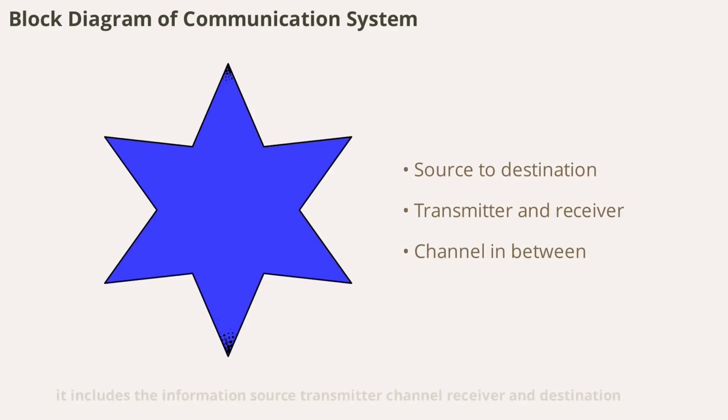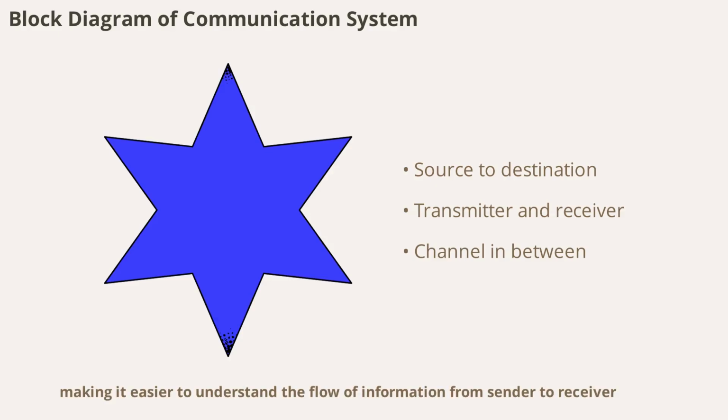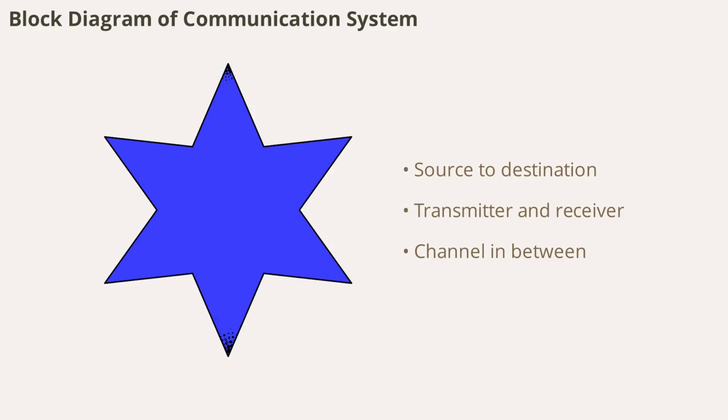Typically, it includes the information source, transmitter, channel, receiver, and destination. Each block represents a specific function, making it easier to understand the flow of information from sender to receiver. Block diagrams are essential tools for engineers and students alike, helping visualize and analyze the structure of communication systems.